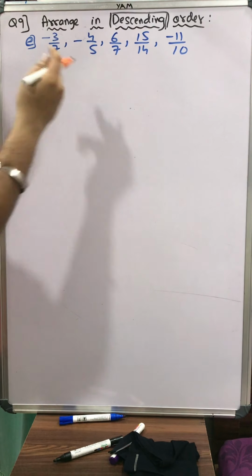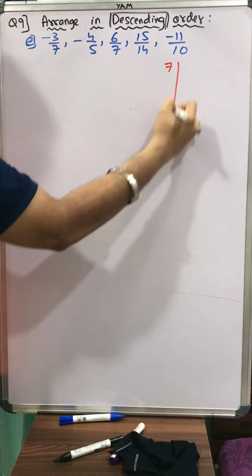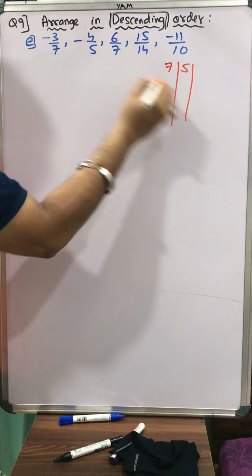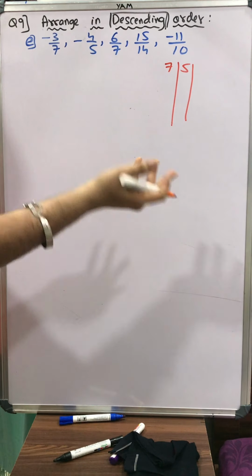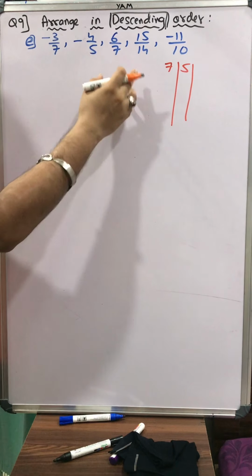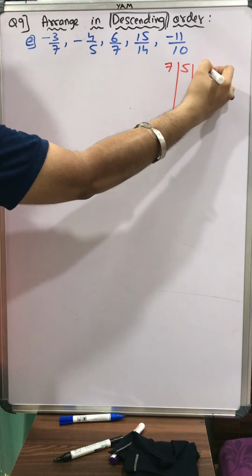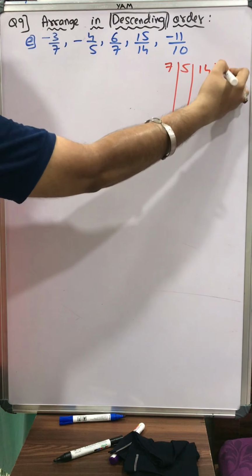7 is getting repeated two times, so there is no need to write it twice. I'll write 7 one time, then 5, then once again 7. No need to write it, but even if you write it, no harm. But why increase your complexity? So 7, 5, then this 7 I'm not writing, then comes 14 and then comes 10.